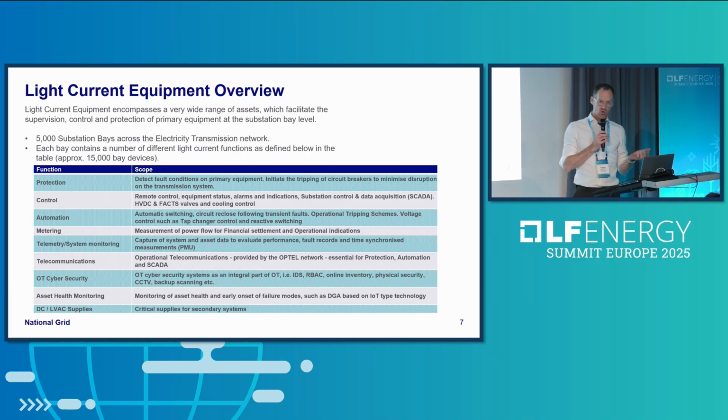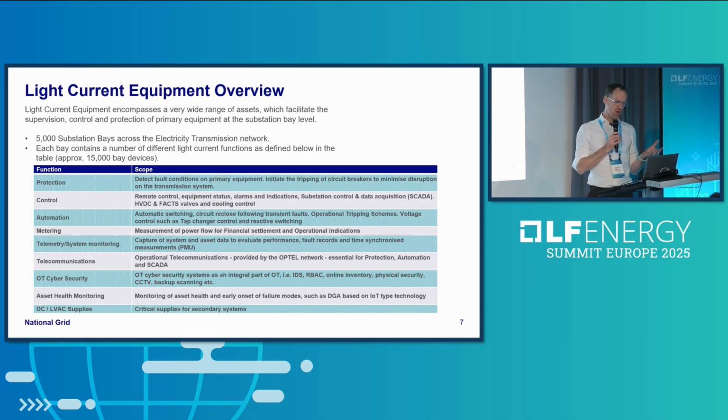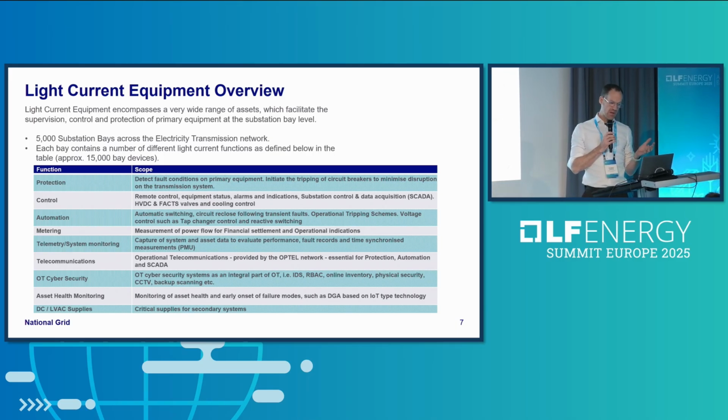To protect and control all these assets, we've got around 5,000 bays, so we're grouping functional groups by bays. And overall, we've got around 15,000 bay devices to look after. It's not huge, but yeah, it's significant.